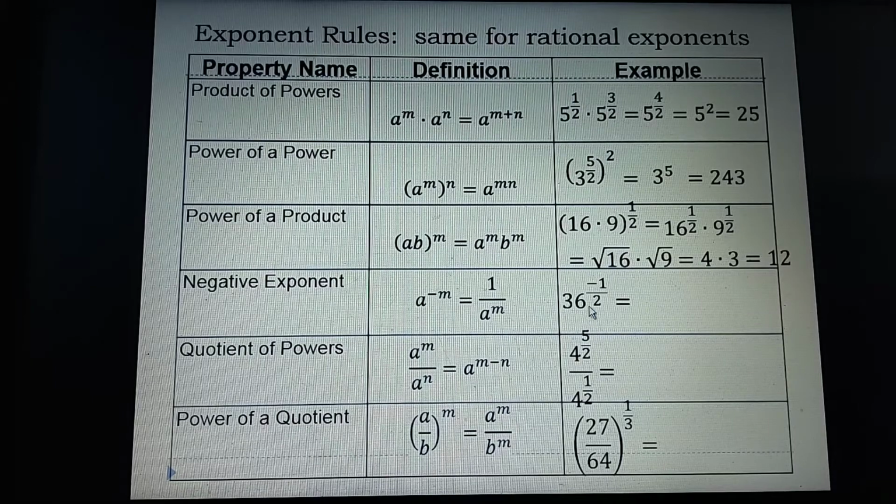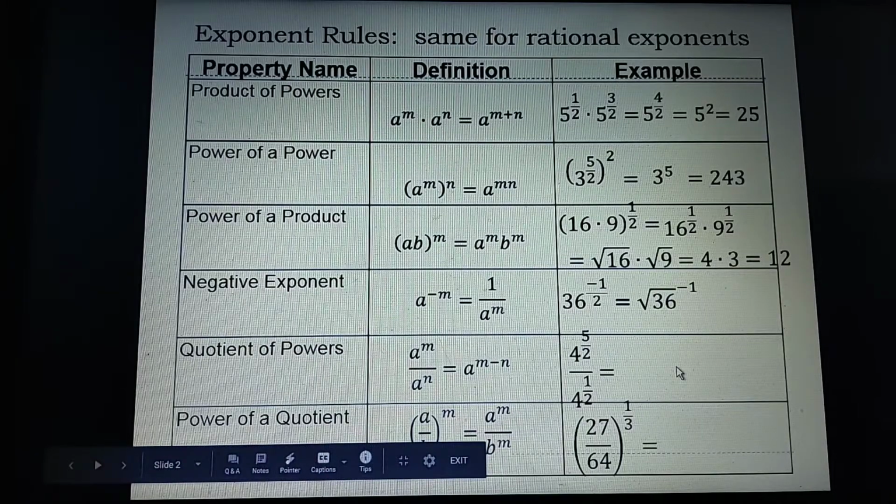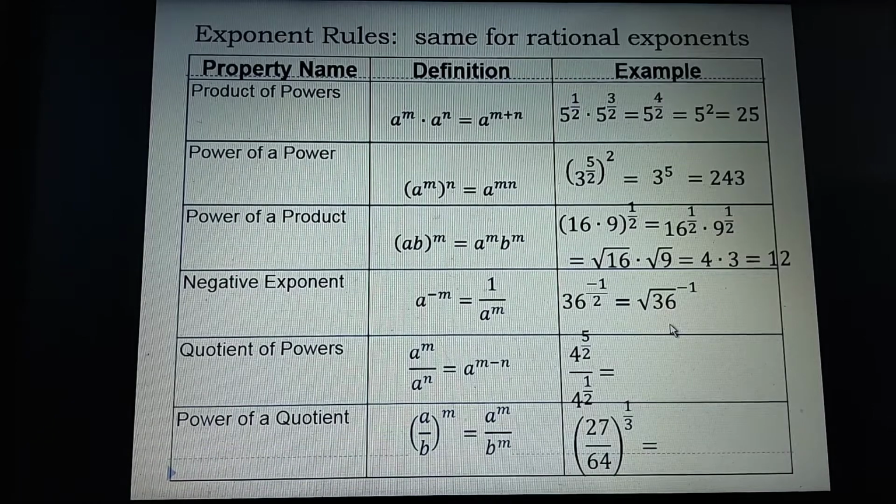Okay, we have 36 to the negative 1/2. So we need to make that 1/2 positive. So we're going to use the reciprocal of 36. Oh, sorry. We're going to rewrite it this way. The square root of 36 to the negative 1. And what's the square root of 36? 6. 6 to the negative 1. Use the reciprocal of 6, which is 1/6.